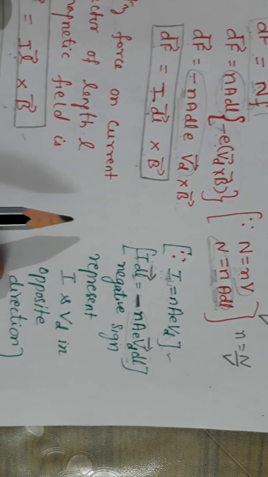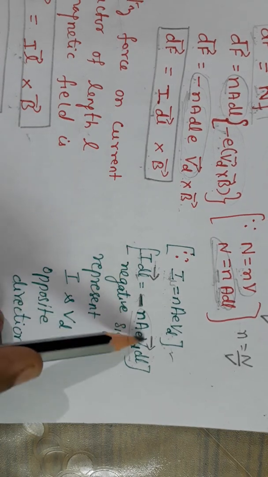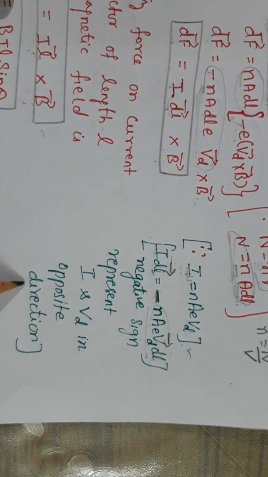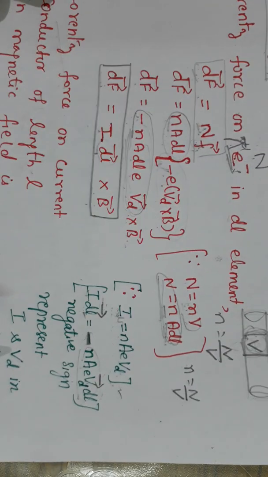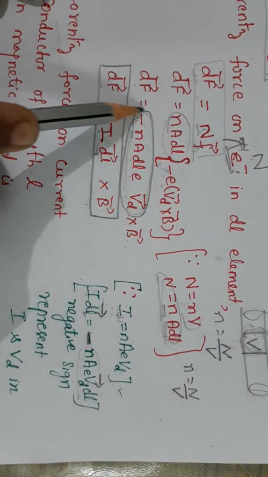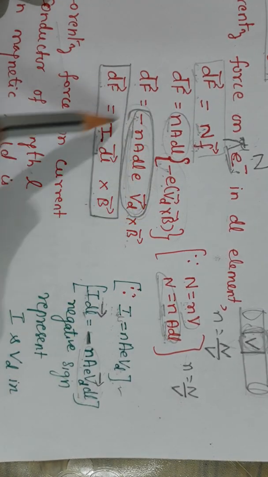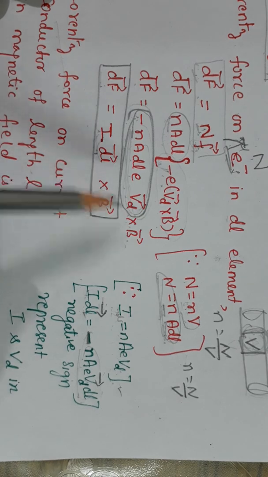Negative sign, why do you introduce? It indicates that current and the drift velocity are in opposite direction. So the negative sign indicates current and drift velocity are in opposite direction, okay. So you can replace all these by Idl. Idl is this part, right? So you can replace all these by Idl cross B vector, right?